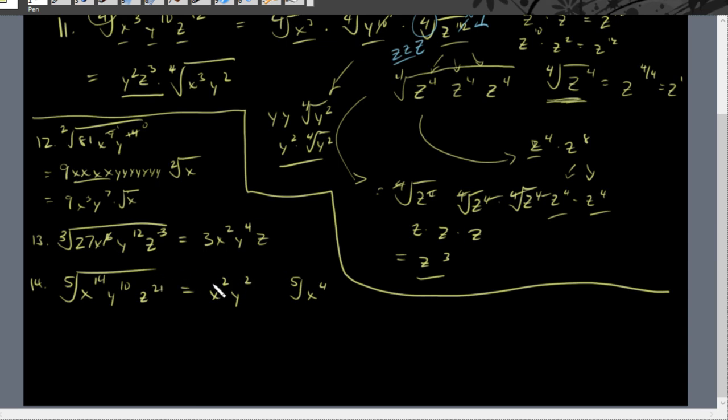And then here, on the z, 5 goes into 21 4 times. So you've got z to the 4th. And you have 1 left over. So you have z to the 1st. So there is your number 14.